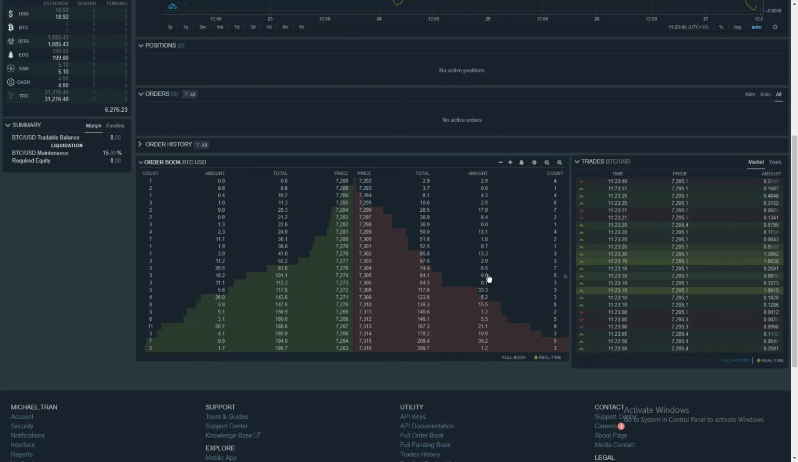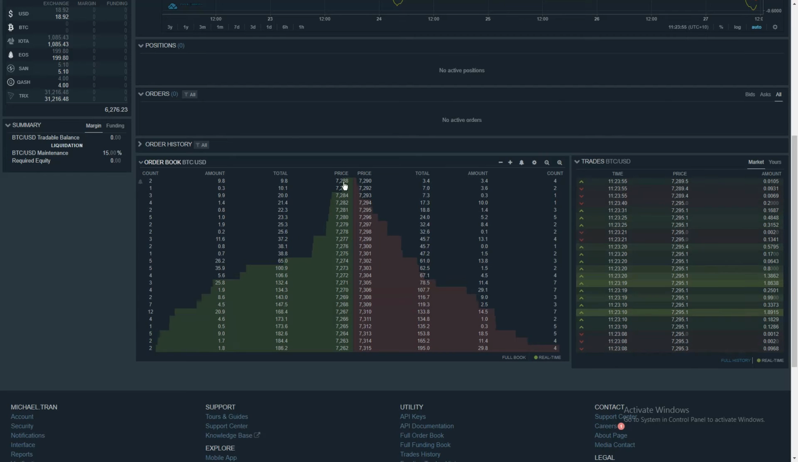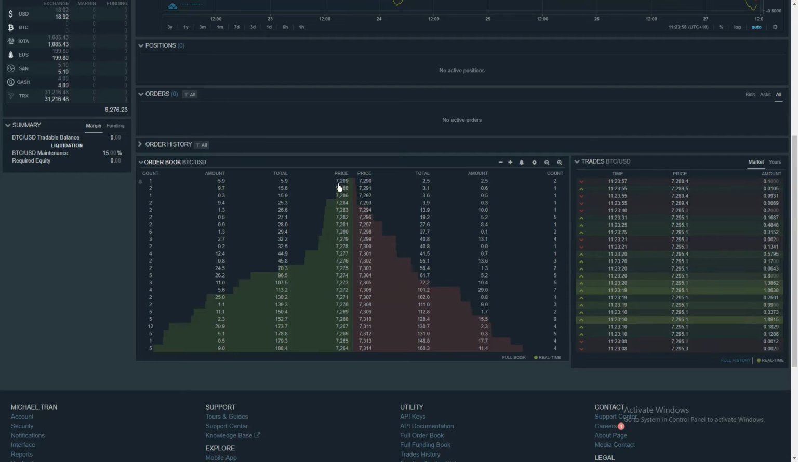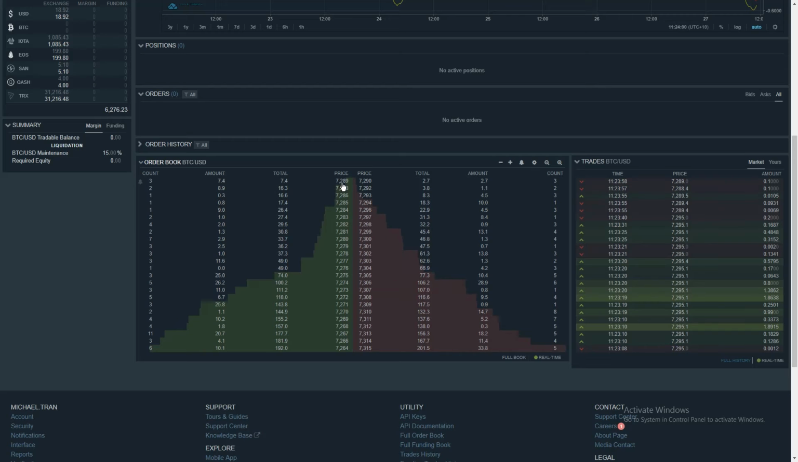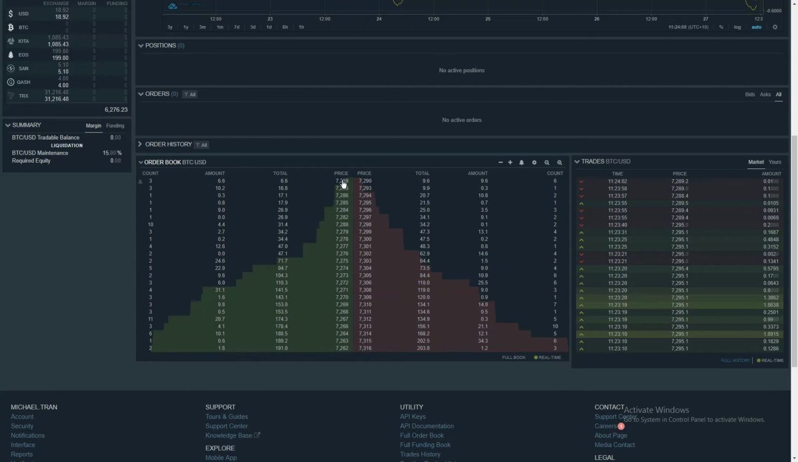Likewise, on the reverse side, people will also want to let go of their coins, and so you basically have the reverse. You can see that pyramid here. Let's start on the green side. You can see that we've got some coins here, going from 7,289 right down to 7,265. These are people who want to buy. They're saying that they want to buy 6.6 Bitcoins at 7,289.